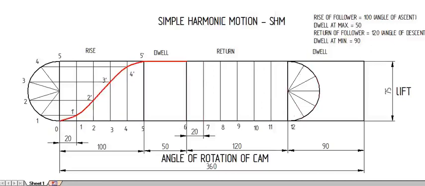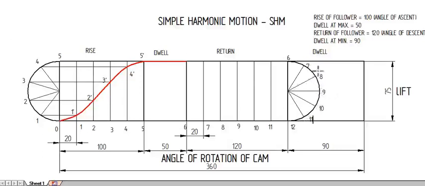So the numbering here for the return starts from 6. This will be 6. This will be my 7. This will be 8. This will be 9. This will be 10. This will be 11. And the last one is 12. So for the rise, we have to number from bottom to top, and for the return, we number from top to bottom. Top to bottom means maximum displacement to minimum displacement.